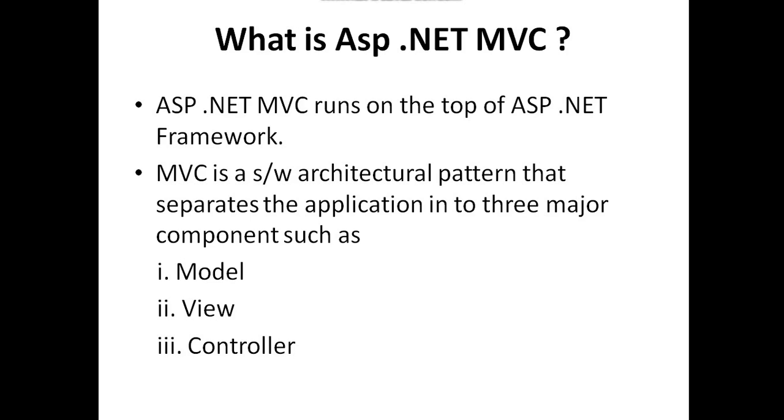The question arises, what is an architectural pattern? An architectural pattern is a general reusable solution for commonly occurring problems in software architecture. It is similar to a design pattern but has a broader scope. So MVC is a software architectural pattern. Let's discuss model, view, and controller.